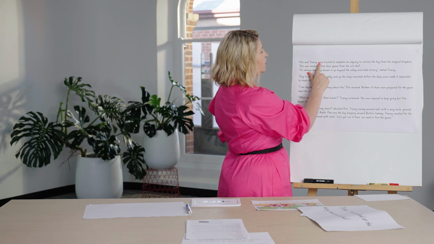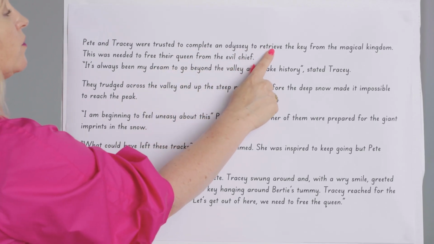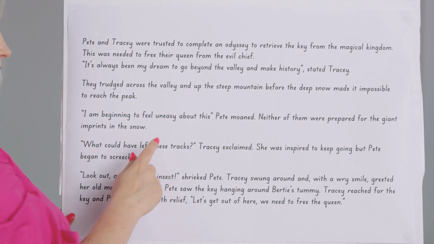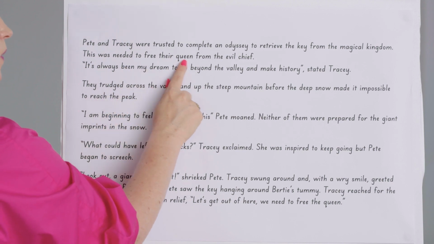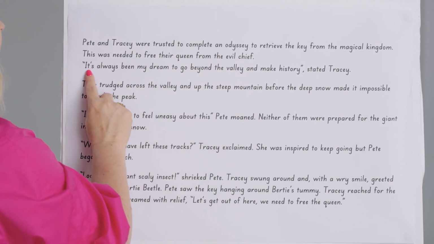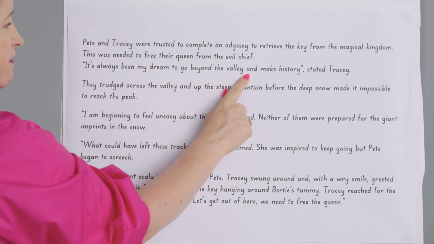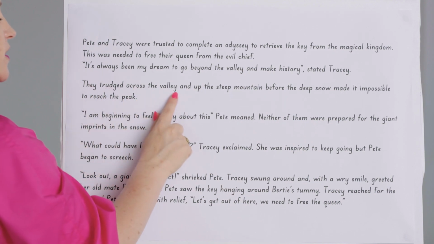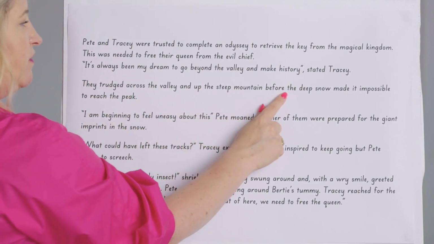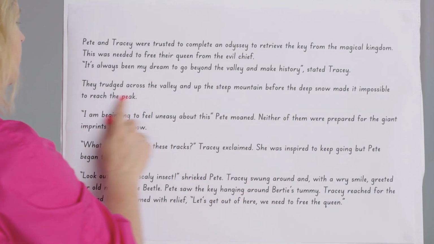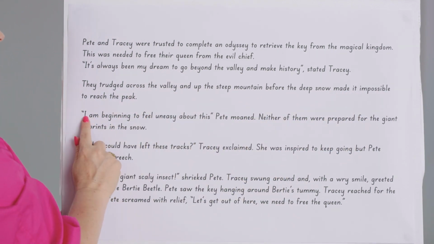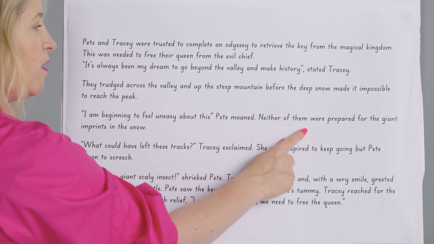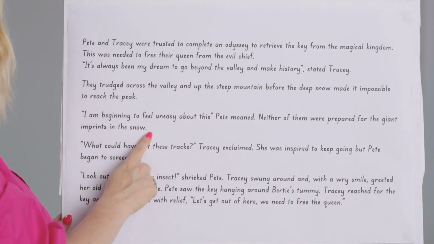Pete and Tracy were trusted to complete an odyssey to receive the key from the magical kingdom. I'm interested already, are you? This was needed to free their queen from the evil chief. It's always been my dream to go beyond the valley and make history, stated Tracy. They trudged across the valley and up the steep mountain before the deep snow made it impossible to reach the peak. I'm beginning to feel uneasy about this, Pete moaned. Neither of them were prepared for the giant imprints in the snow.